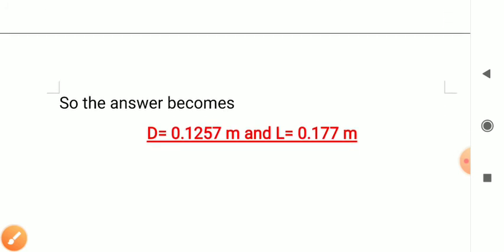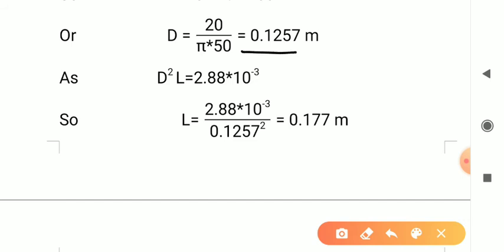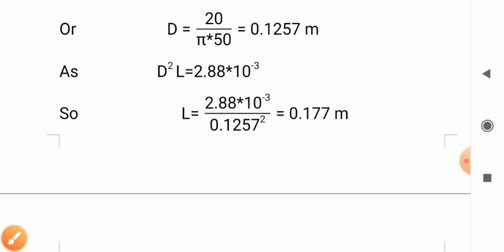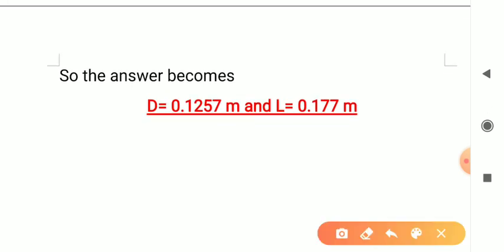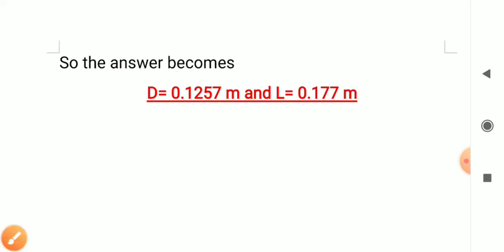So at a given 20 meter per second peripheral speed, we get the values of D as 0.1257 meter and L as 0.177 meter. So the final answer becomes D equals 0.1257 meter and L equals 0.177 meter.